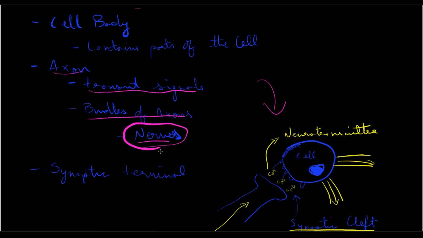Bundles of axons are called nerves. That's all I have to say about that.